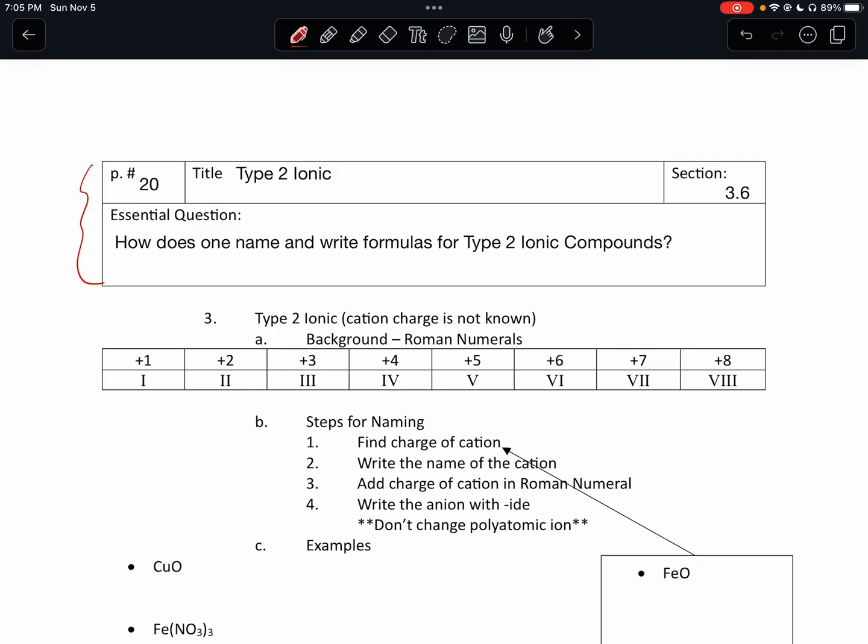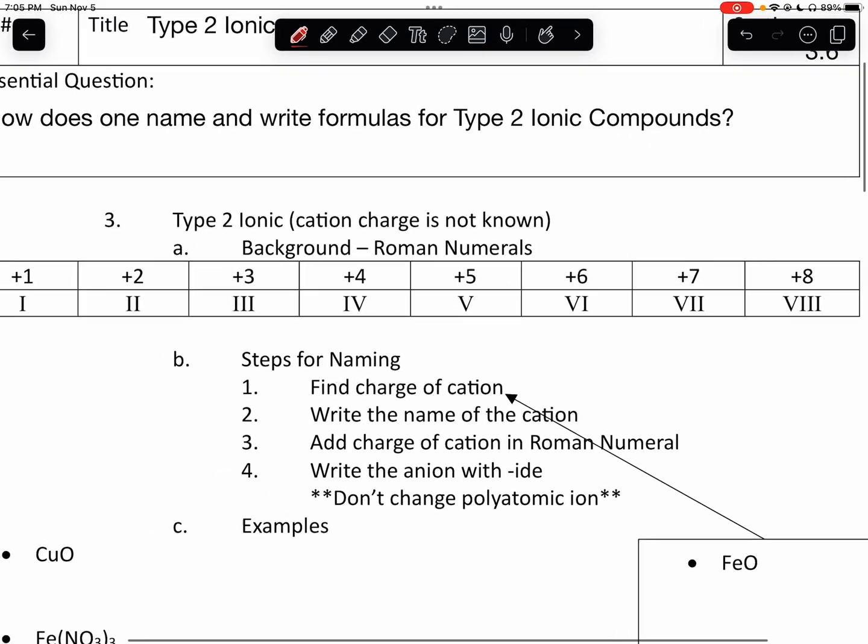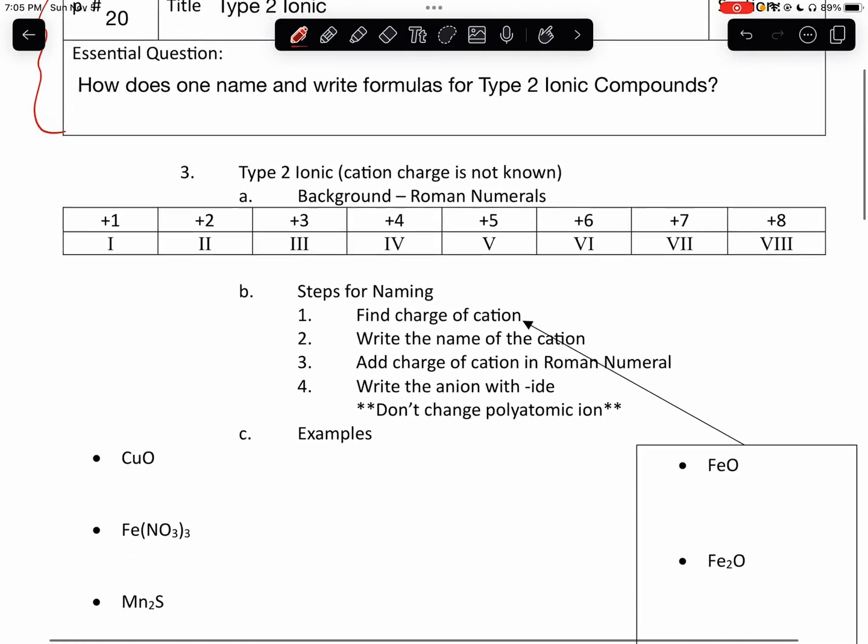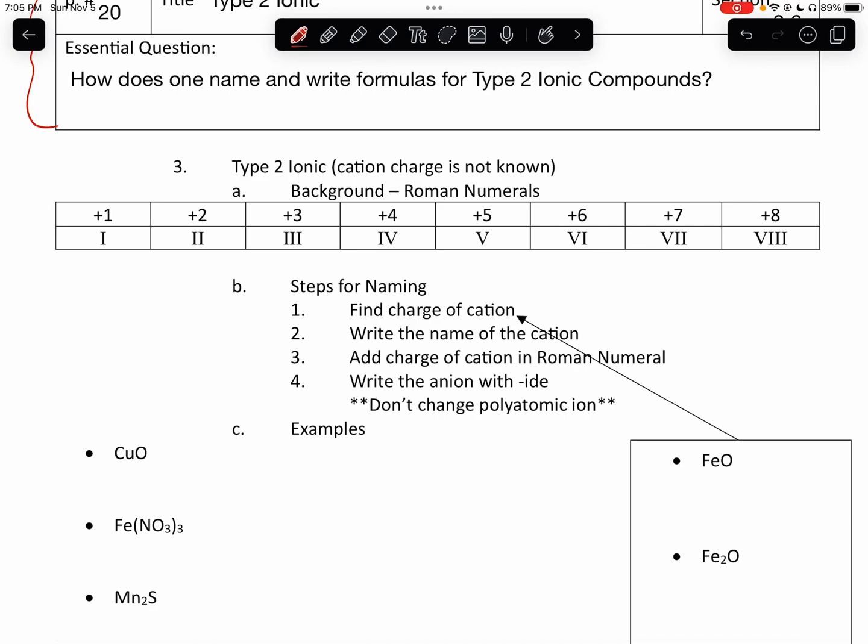All right, jumping right in, we are going to talk about type 2 ionic. Last time we had notes, we talked about type 1 ionic. And now we are going to talk about type 2. These are still ionic compounds, so it's still a metal and a nonmetal that are bonded together. The difference is that we don't know the charge on the cation. So we have to figure that out. It requires a little extra work for us.